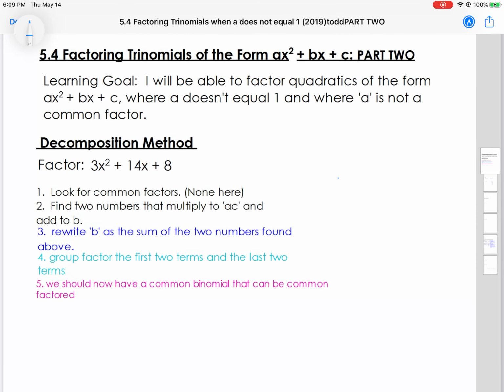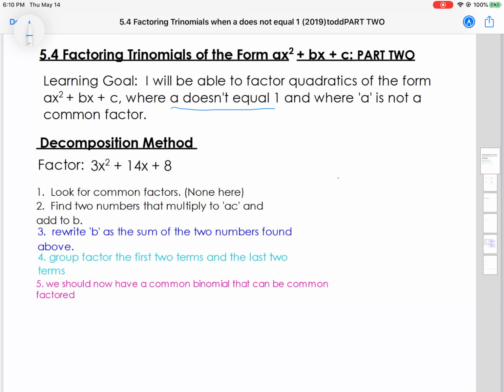Okay, so here we are, 5.4, factoring trinomials in the form ax squared plus bx plus c, when, again, we still have a not equal to 1, but this time is part 2. So we're going to look at 3 ways that you can factor equations that'll work every single time.